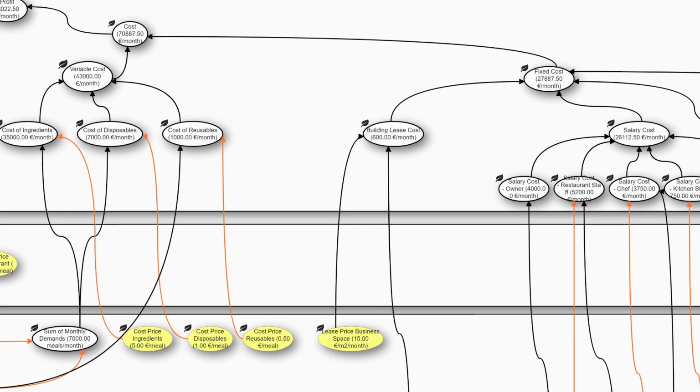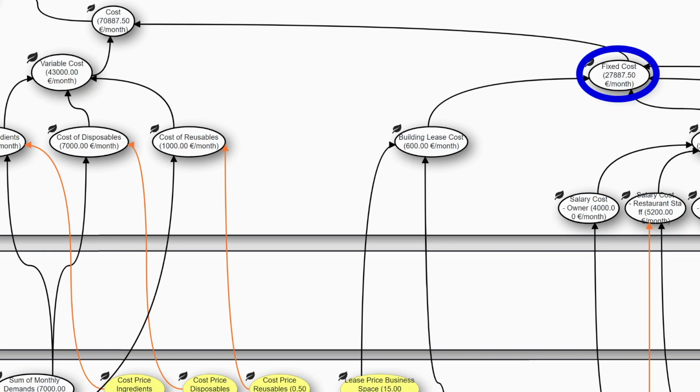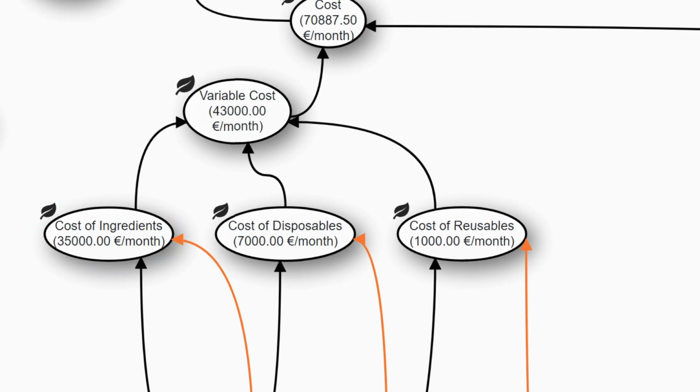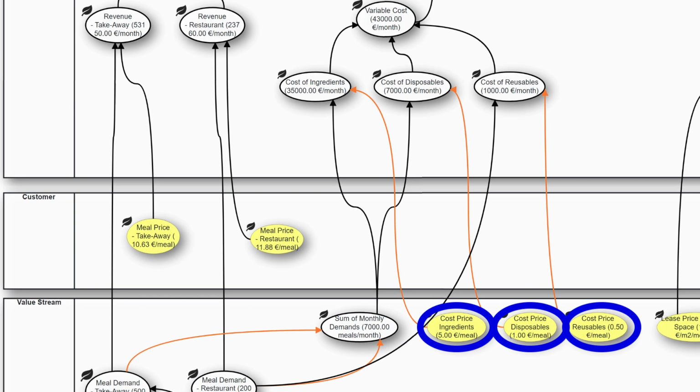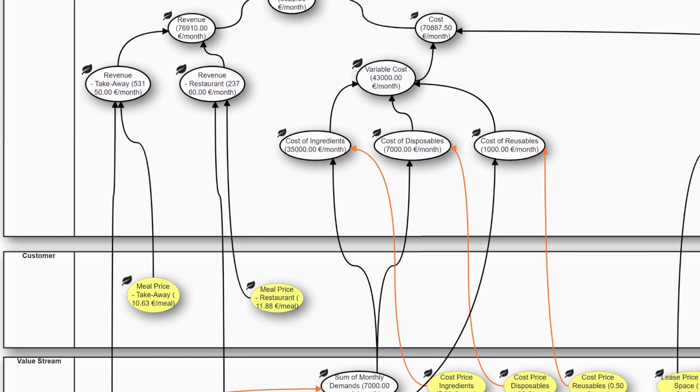On the cost side, we separate variable costs and fixed costs. The variable costs are the cost of meal ingredients, disposable packaging for the takeaway meals, and the reusable tableware for the restaurant. These are all dependent on the daily meal demand and are multiplied by the price per item to get the variable cost per month.